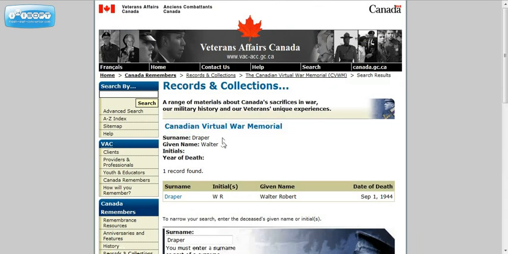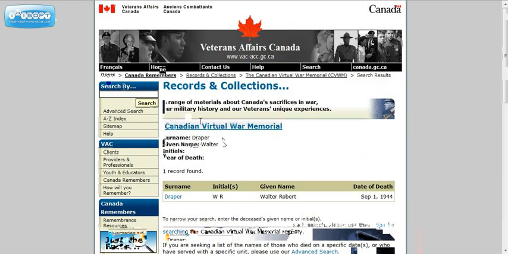Now, if you don't know their first and last name, let's go back here so you can see it. You can actually search for the year of death, or you can just do initials and see if you can find someone. You can also just go with surname, but it might be more difficult because there could be lots of last names that have that there.